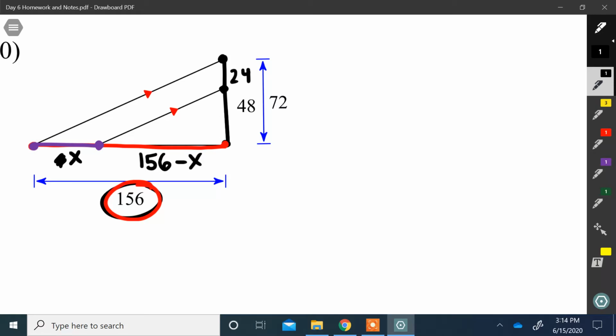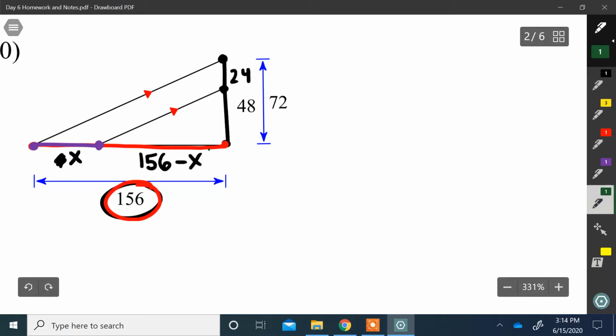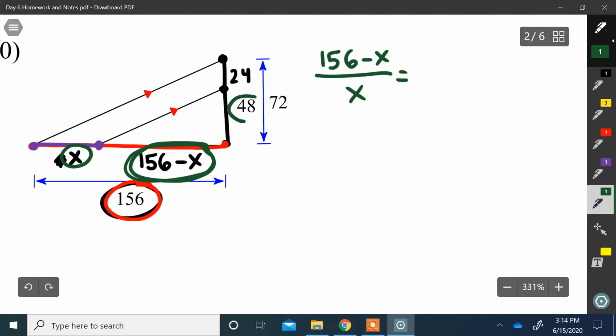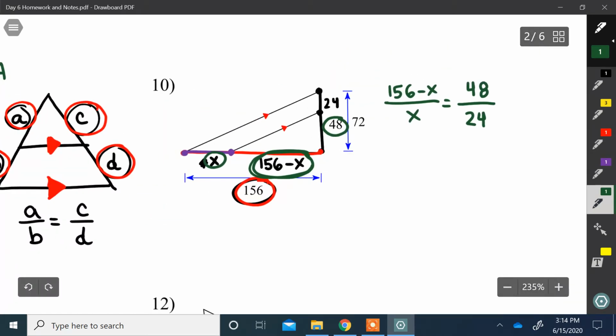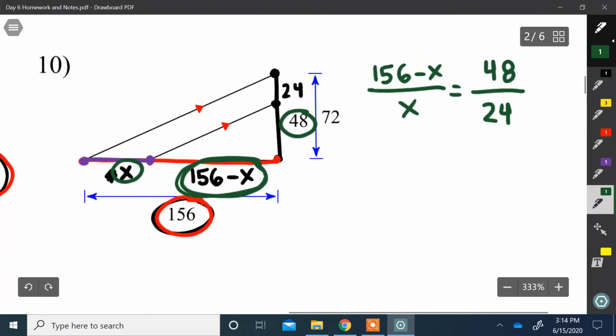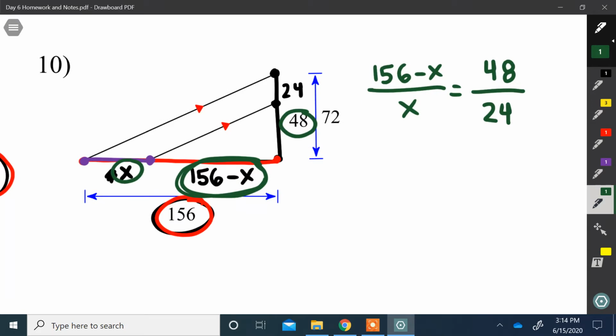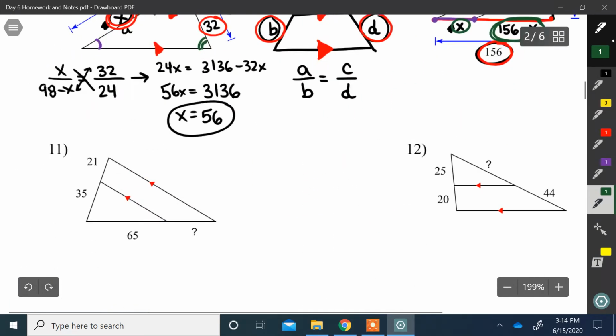Okay, so now let's write the proportion. Here's how you write it. It's 156 minus x over x. Since I started with this one, now I'm going to start with this one right here, 48 over 24. I want you to go ahead and cross multiply and solve that problem. When you are done, go ahead and submit that. The answer for that one should be 52. So see if you can get that 52.